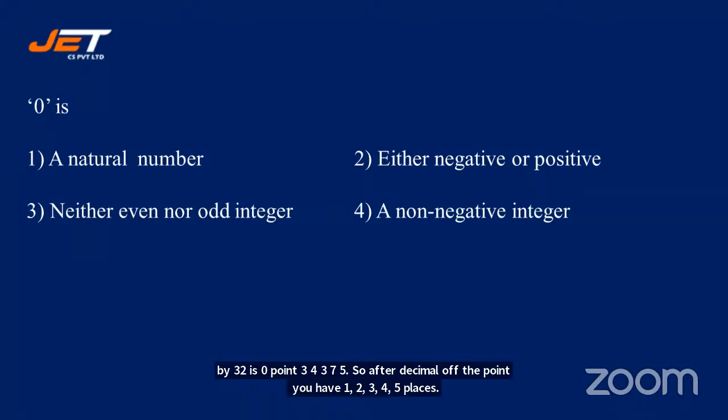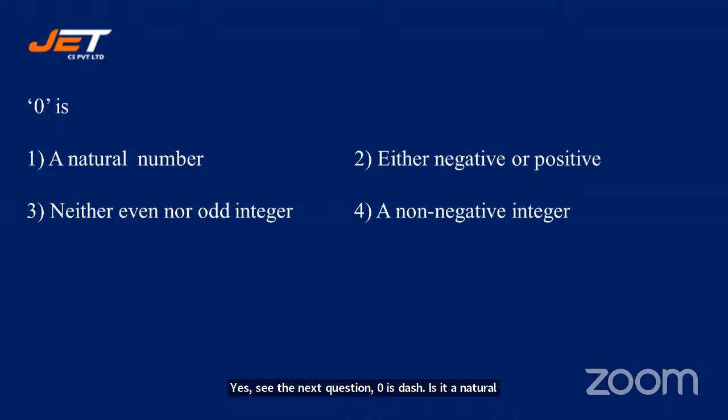0 is dash. Is it a natural number? Is it either a negative or a positive number? Or is it neither an even nor an odd integer? Or is it a non-negative integer? Right? Yes. Let's see how many are going to give me the right answer. I'm just clicking the chat box.